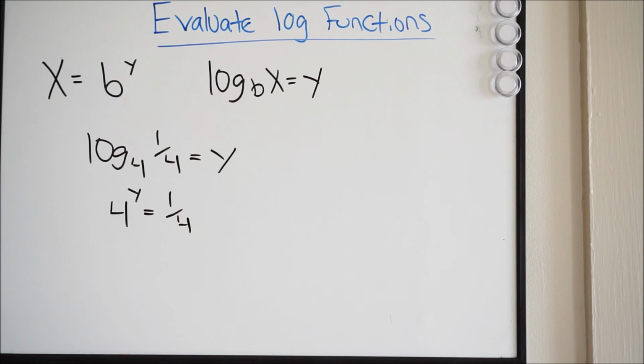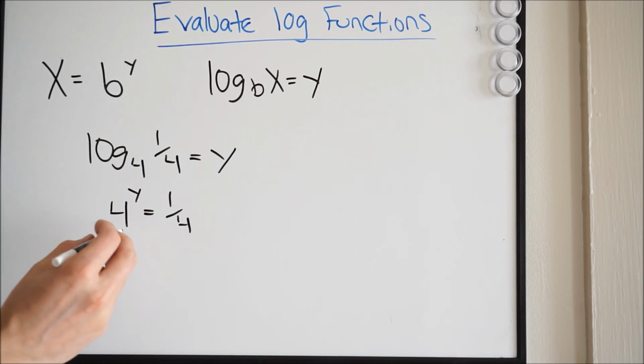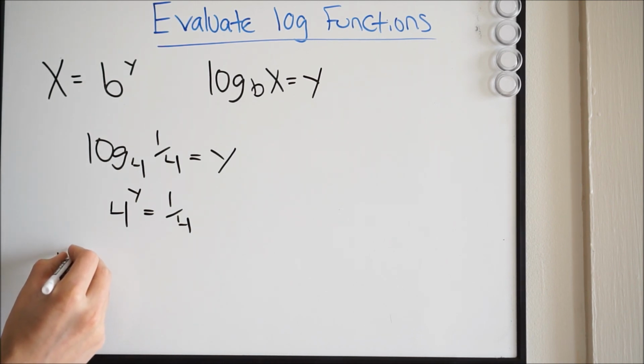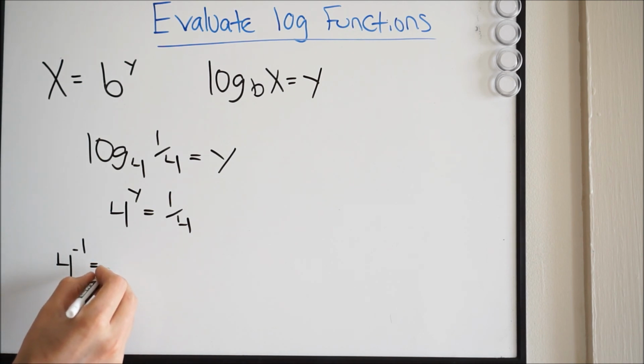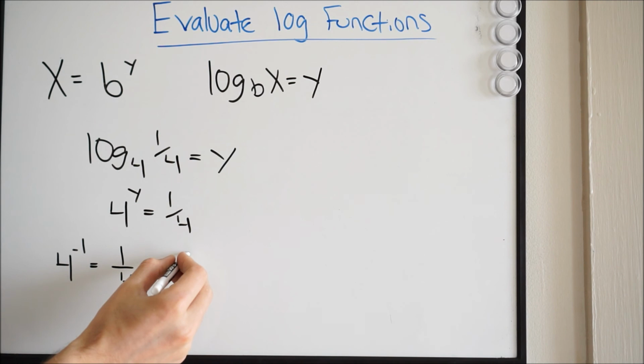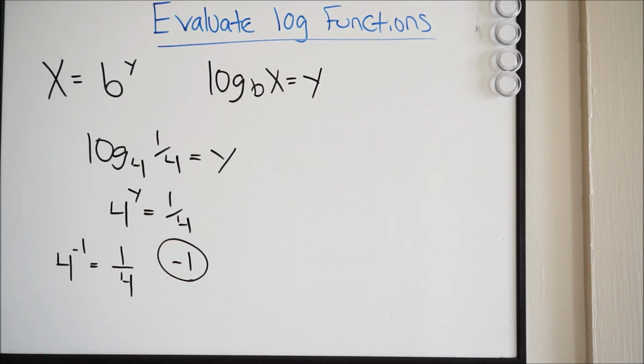You really have to know your properties of exponents here. So 4 to what power will give me 1/4? And good job if you got this, it's going to be -1. Remember here, 4 to the -1 power is the same as 1/4, right? It can be written that way. So you really have to know your properties of exponents here. So our answer here is -1.